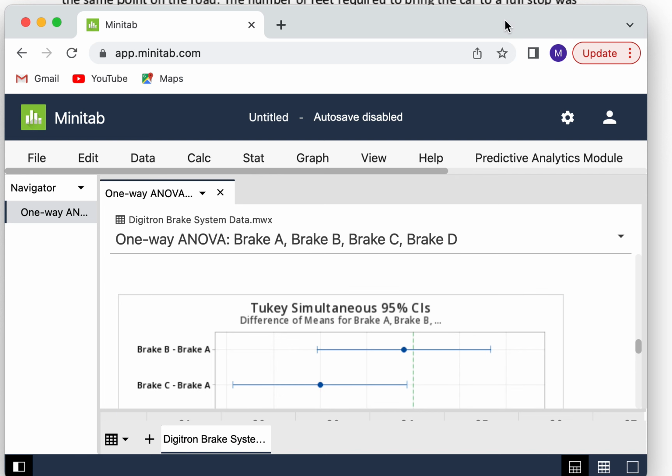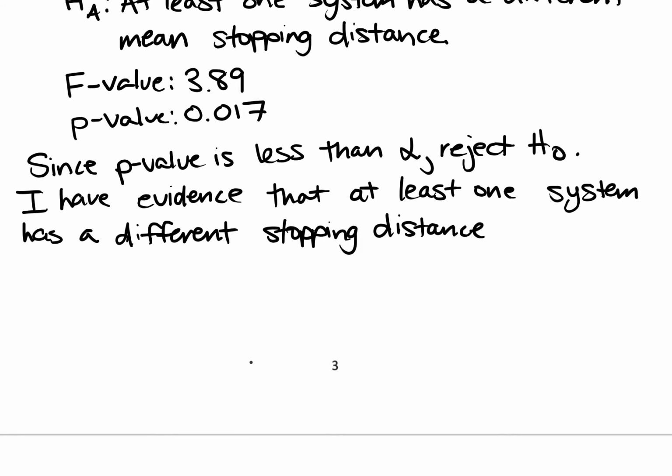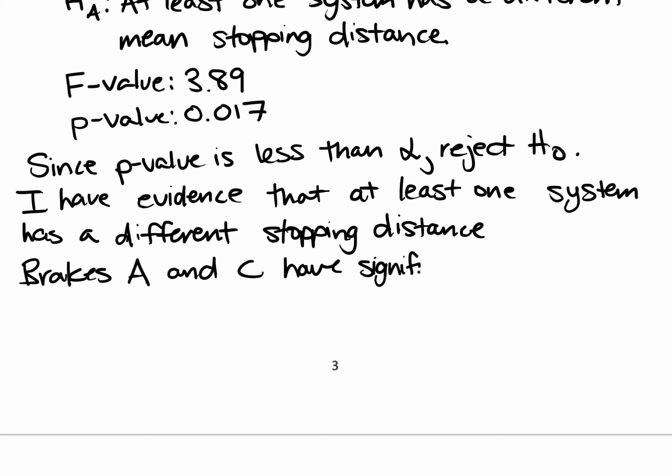So I'm going to go back here and write that down. Brakes A and C have significantly different mean stopping distances.